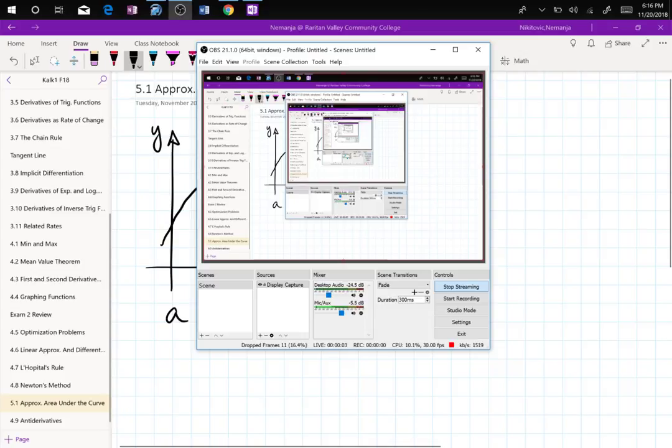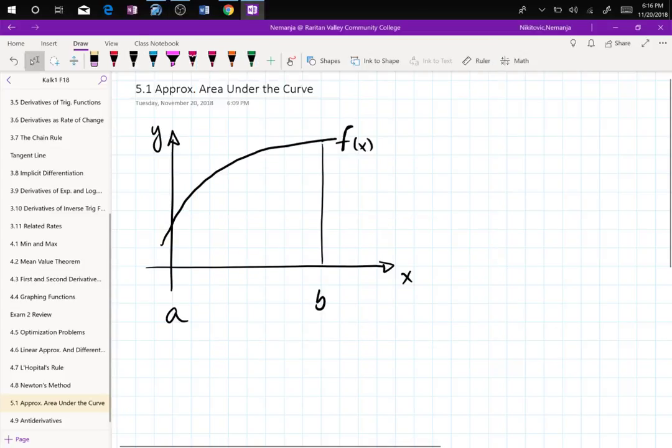Hello and welcome back to Calculus 1. I don't know which one it is anymore. It's been 3 months of this constantly. Is this working? Yes.